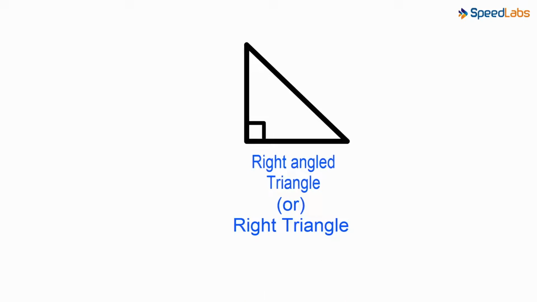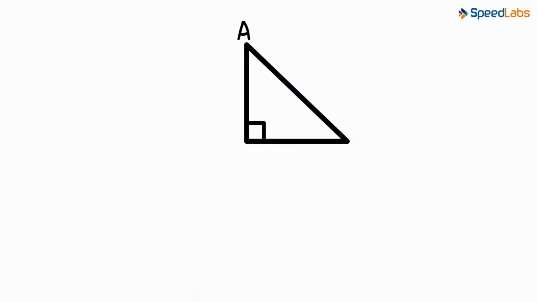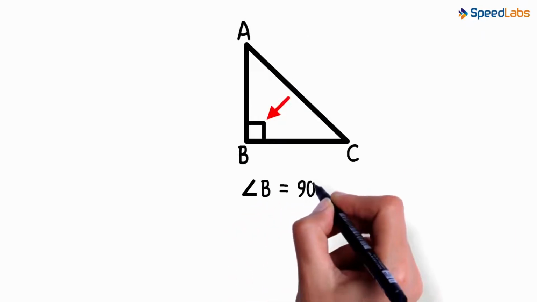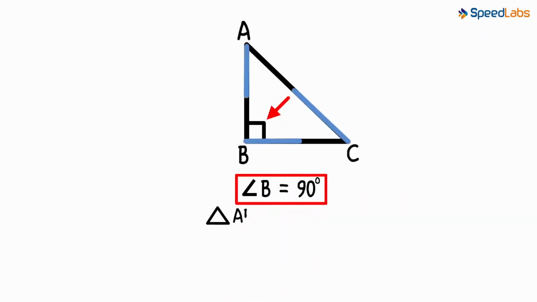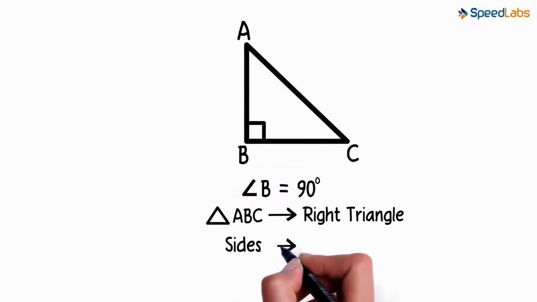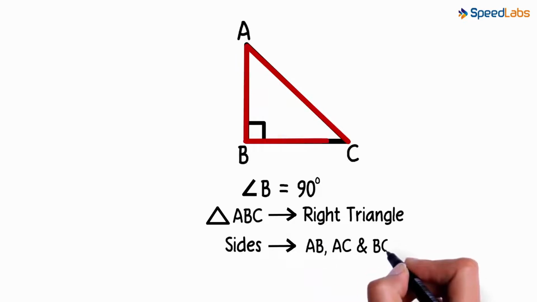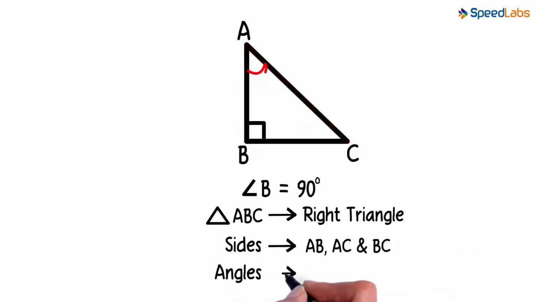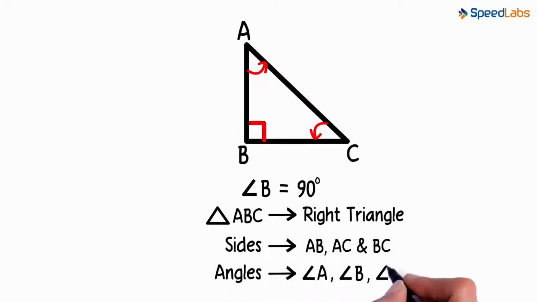degrees. Let us name the vertices of this triangle as A, B and C. Here angle B measures 90 degrees, which means that triangle ABC is a right triangle. It has three sides, AB, AC and BC, and three angles, angle A, angle B and angle C.